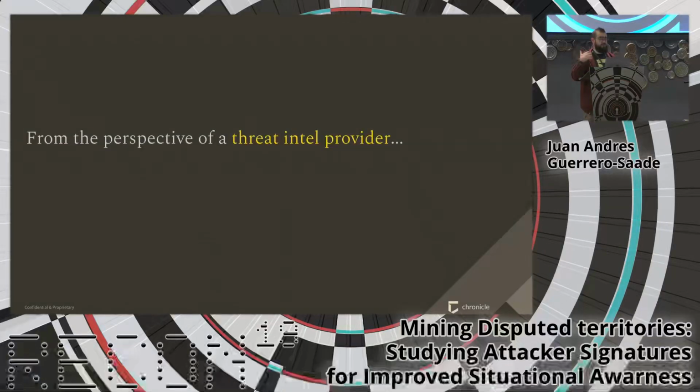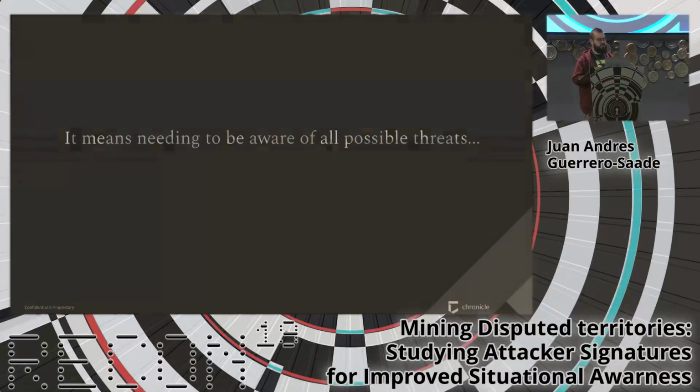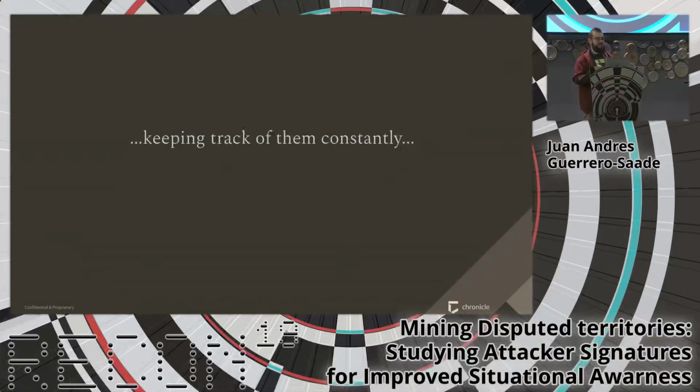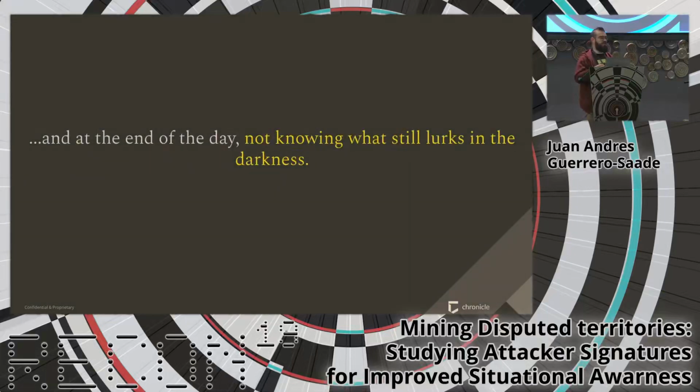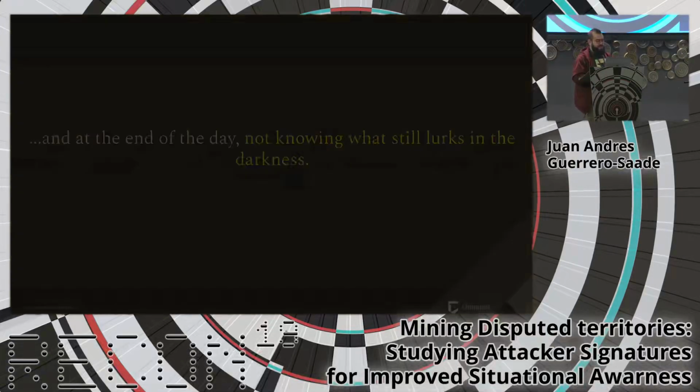From the perspective of a threat intel provider, somebody that actually generates the reports and does this sort of thing, it means that you have to be aware of all possible threats at all times. It means keeping track of them constantly, being aware of every development that they make, and at the end of the day, you still know that you don't know everything that's out there. It's this horrible crushing pain of thinking that I will never know everything that's out there, and I just have to keep trying and trying and trying, right?